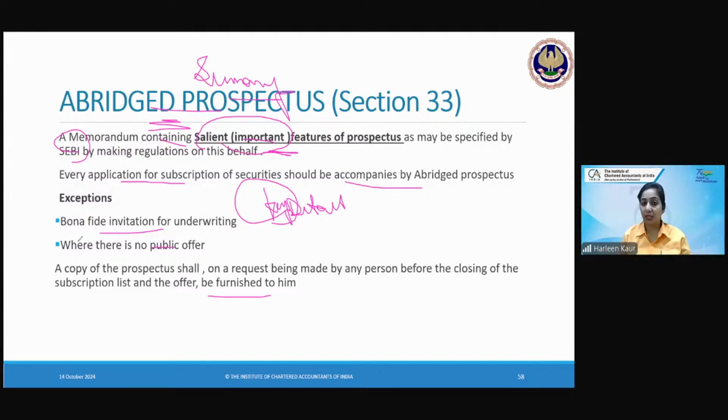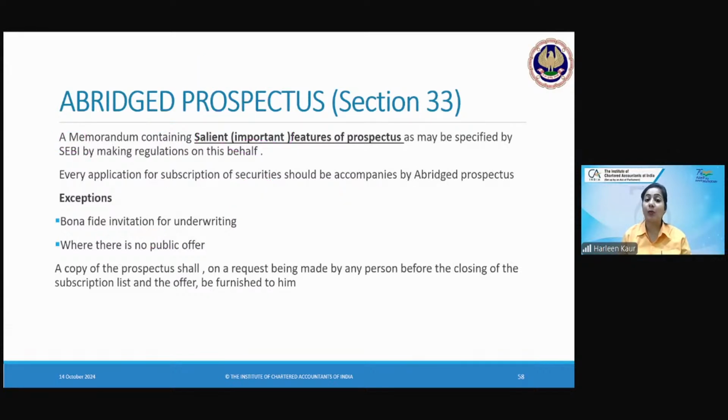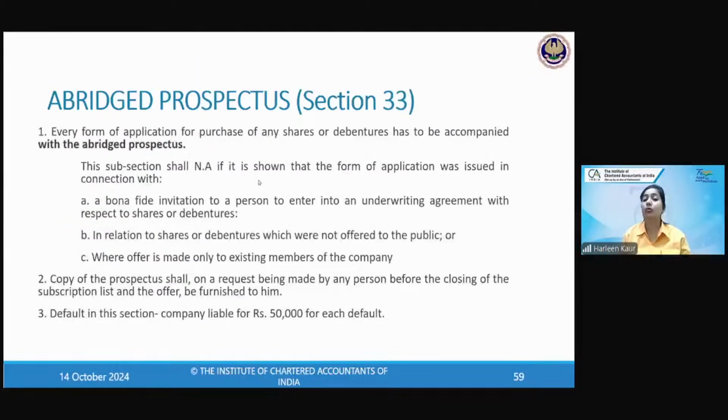Say, for example, if I'm subscribing to the shares of Reliance and I've seen the abridged prospectus, now I want to see the full prospectus also, I can request the full copy of the prospectus. So it says every share application form shall go along with it, for shares or debentures. Every share application or debenture application has to be accompanied by the abridged prospectus. And this is not applicable if there is a bona fide invitation to a person to enter into an underwriting agreement. So in case of an underwriting agreement, the abridged prospectus is not required.